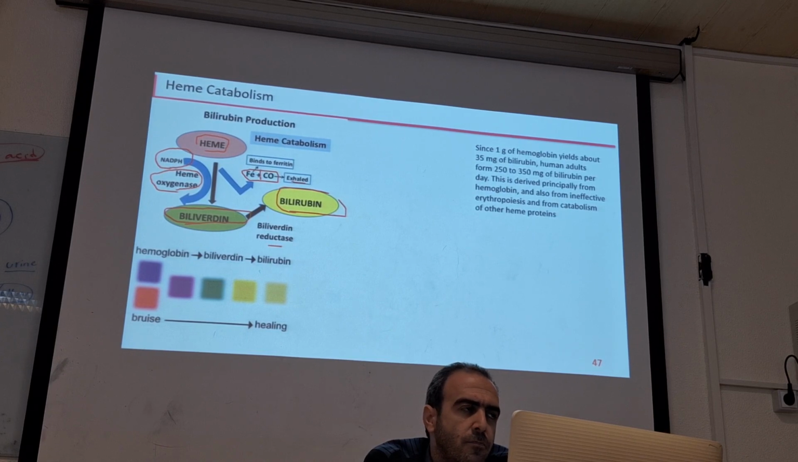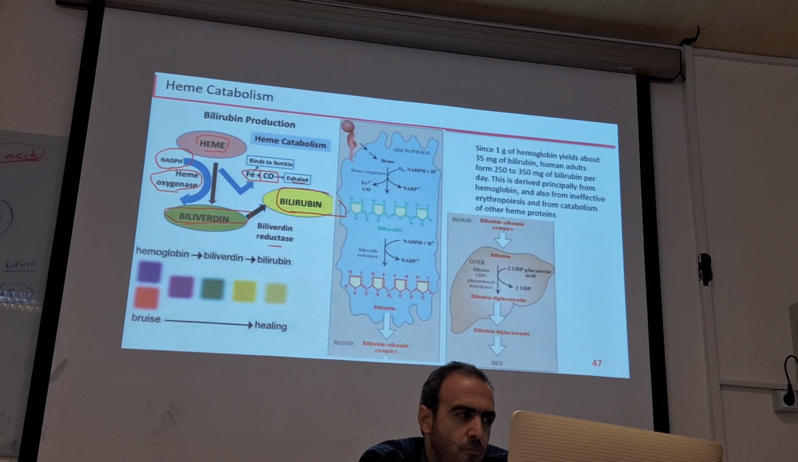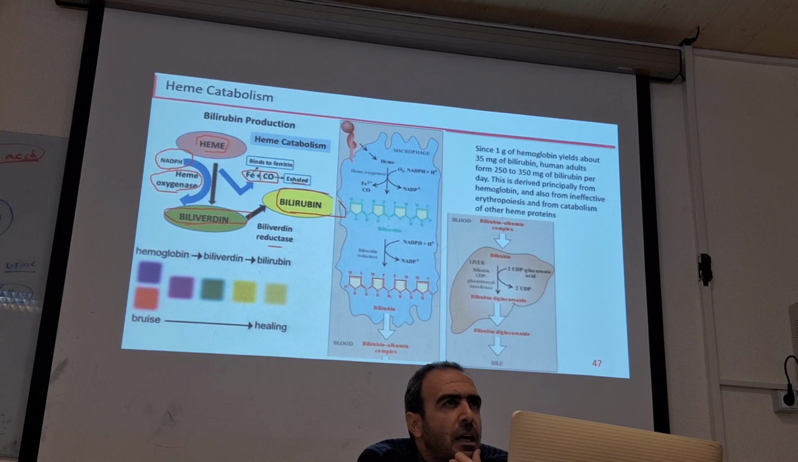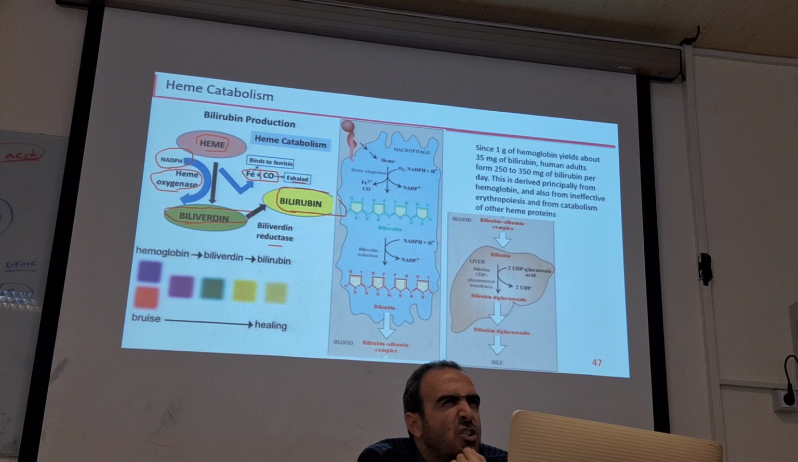I have a question. Sometimes when we bruise ourselves, we get a black color at the end. What is that blackness? Black is not really black, it is dark blue. Dark blue is unoxygenated hemoglobin.